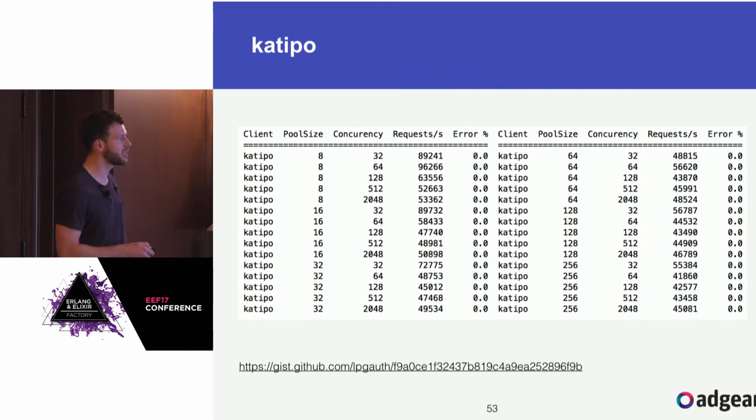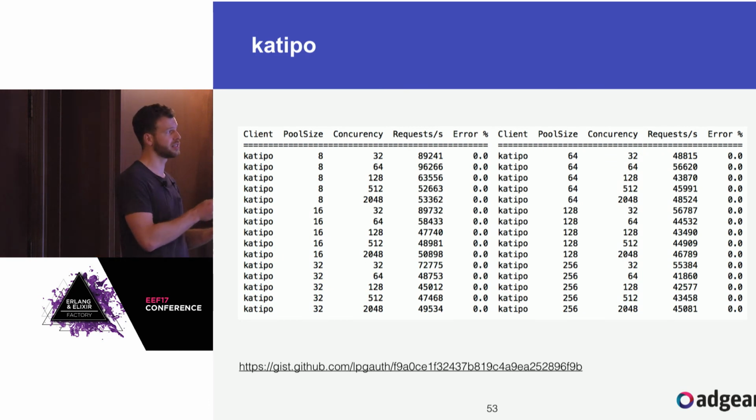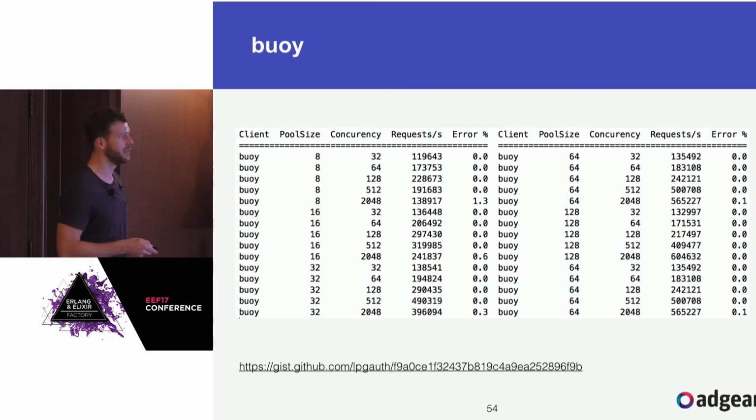But if you have a pool size of 8, you can reach up to 96,000 requests a second, which is by far the fastest of all the other ones. But as you increase it, there's no increase, it actually decreases. So I think you hit a bottleneck serializing between the C port and the VM.